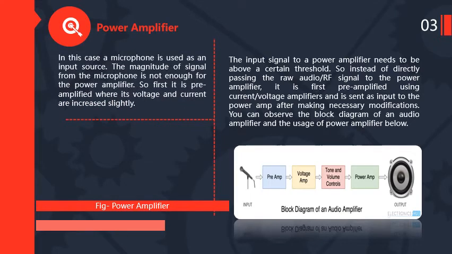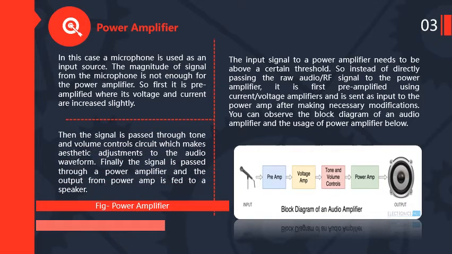In this case, a microphone is used as an input source. The magnitude of the signal from the microphone is not enough for the power amplifier. So first, it is pre-amplified, where its voltage and current are increased slightly. Then the signal is passed through a tone and volume control circuit, which makes aesthetic adjustments to the audio waveform. Finally, the signal is passed through a power amplifier and the output from the power amplifier is fed to a speaker.